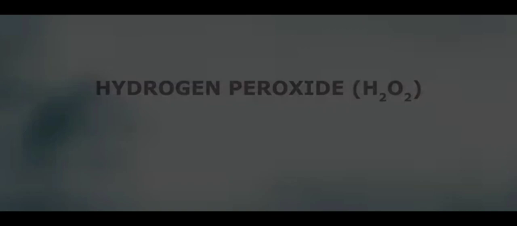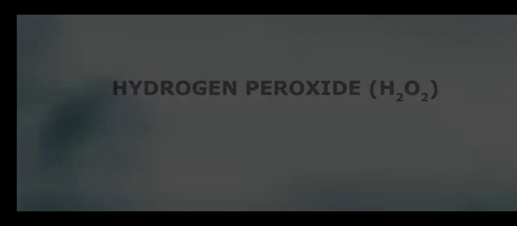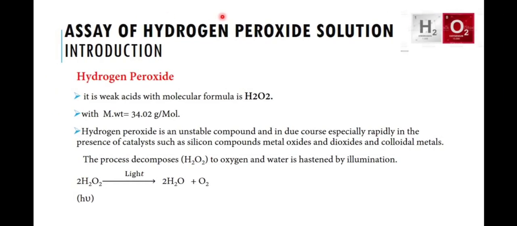It is usually available as hydrogen peroxide solution 100 volumes and hydrogen peroxide solution 20 volumes. It is a weak acid with molecular formula H2O2 and molecular weight 34.02 grams per mole.